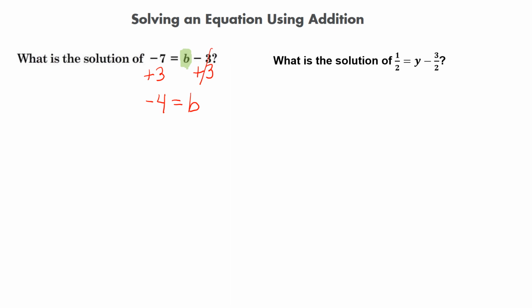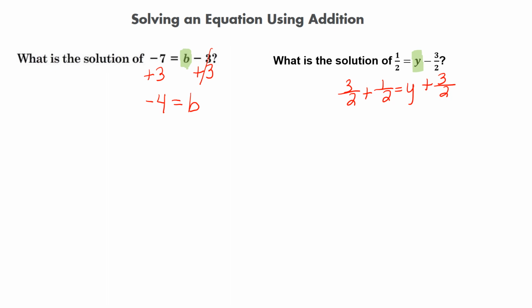What is the solution of 1/2 equals y minus 3 over 2? Well, you got some fractions here. Don't be alarmed. We all can do this easily. So we have to undo the subtracting of the 3 over 2 to isolate that y. So we're just going to undo subtraction by adding 3 over 2 to both sides. I'm going to write it like this because we have a fraction. It's just so much simpler when we can view it side by side.